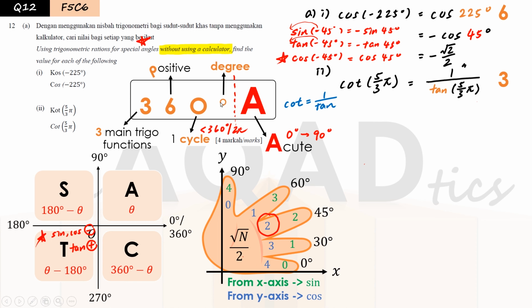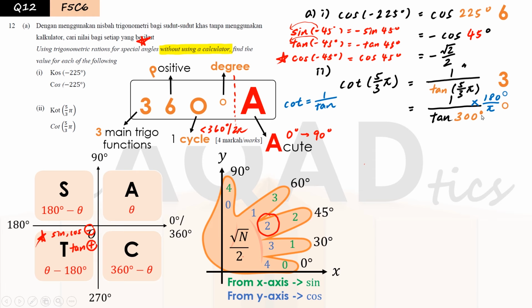For the last criterion, it must be in degrees, but here it's in radians. So we need to change this into degrees first. How do we change it? Very simple, just multiply by 180 degrees over pi. Once we've done that, the angle would be 300 degrees and we have satisfied the last criterion. Now we have satisfied all these 4 criteria and we can go to the second part of the method, which is the A, right?